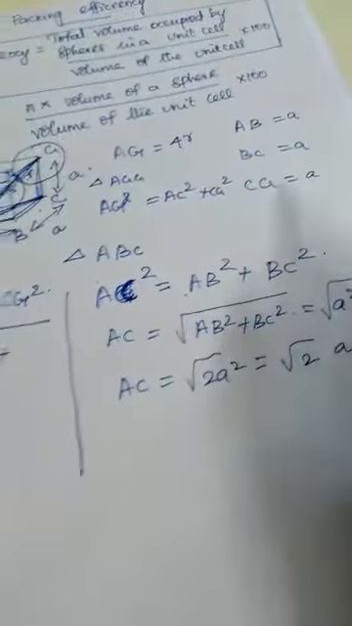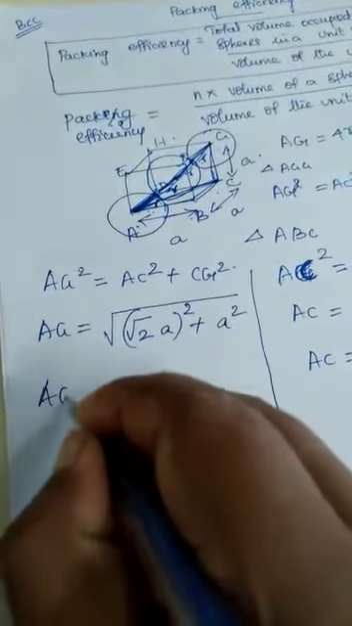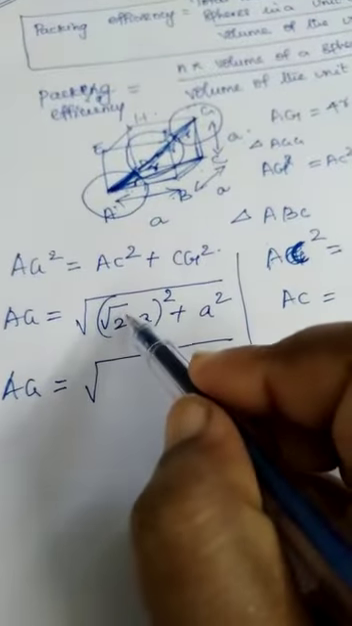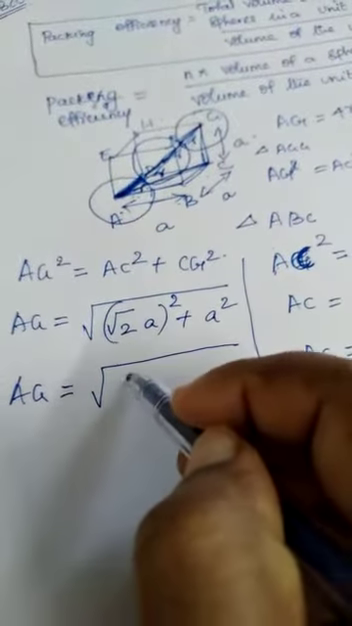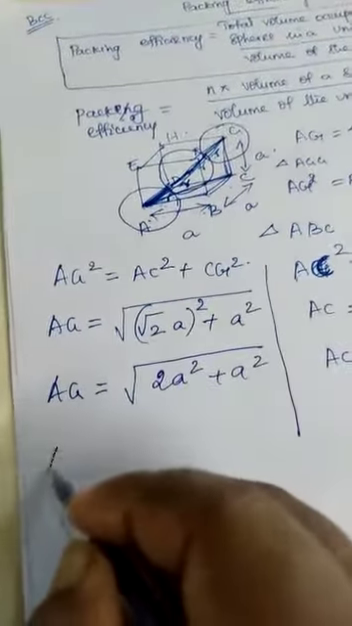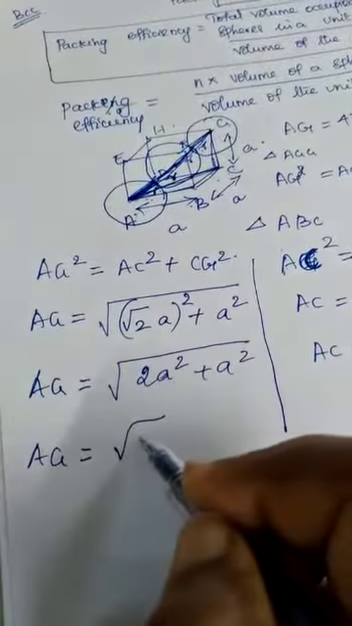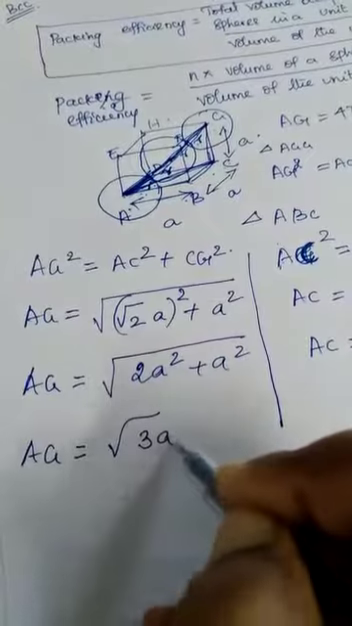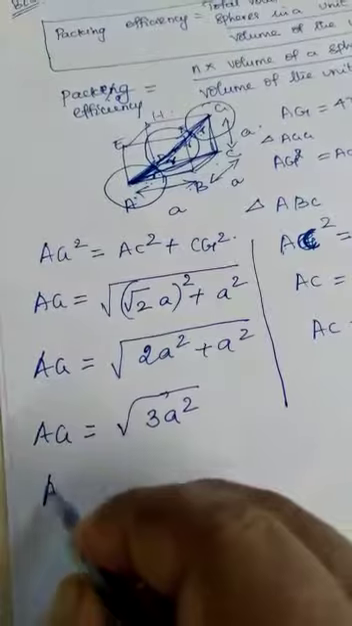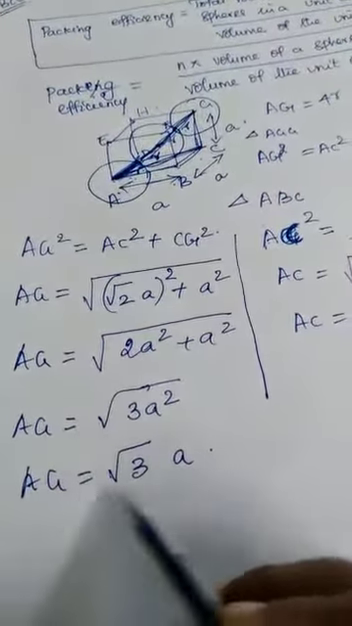What's the value of CG? That is a. So CG square is nothing but a square. So I'll get AG is equal to root of, this is root 2 into root 2, so I'll get 2a square plus a square. So there will be 3a square. So root 3a square, that's nothing but AG is equal to root 3a. So I found the value AG equal to root 3a.